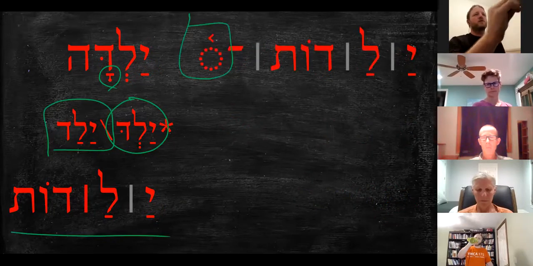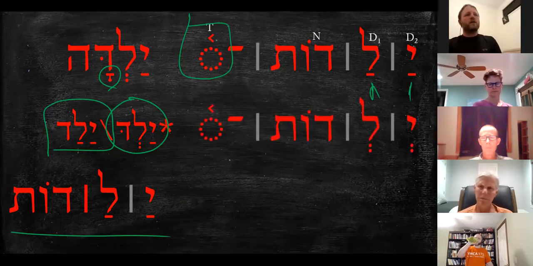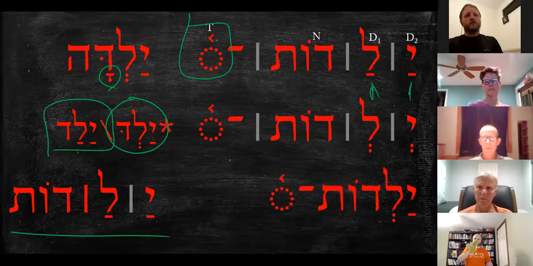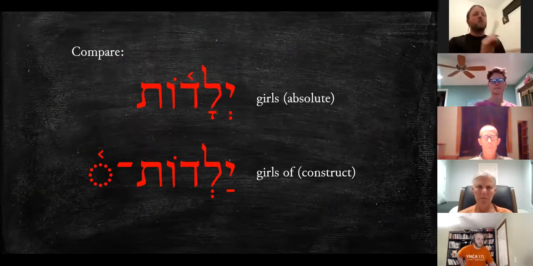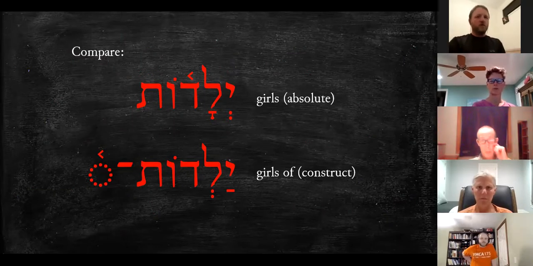Construct joined to the next word. We have two distant syllables that try to reduce. Yeldot of something, yaldot, because of resolution of those two shvas. I know it's repetitive, but that's what you get. So compare the two forms. We're almost finished, actually. We're making good progress.